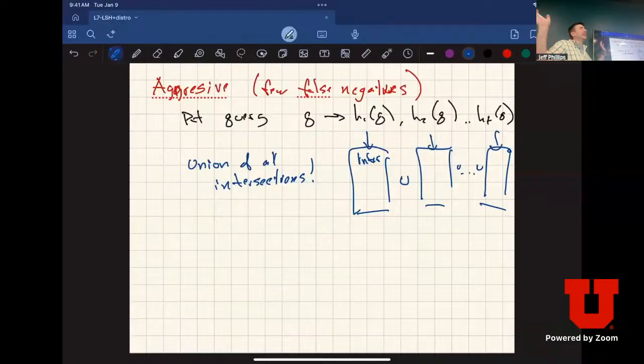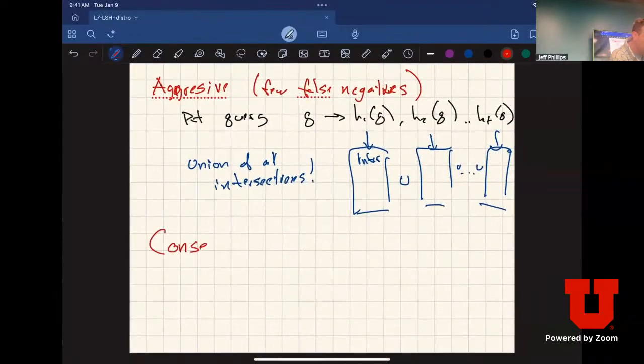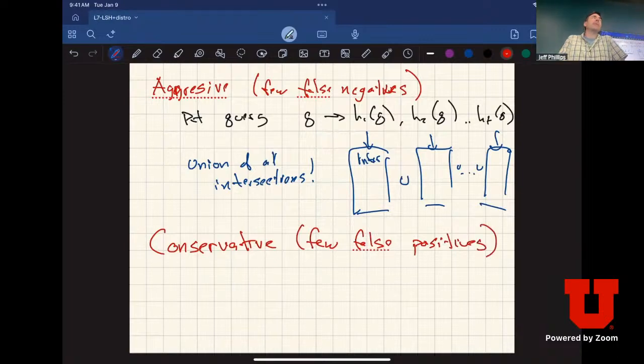Okay, so this is the aggressive way of doing it. I want to report anything that might be similar. What if I want to go the opposite direction? This one's a little bit trickier. What if I want it to be conservative? So I want a few false positives. I don't want to report many things, hopefully nothing, but not many things that are not similar. So how would I combine together the hash functions? I can't use T different hash tables anymore. I need to do something a little bit more clever.